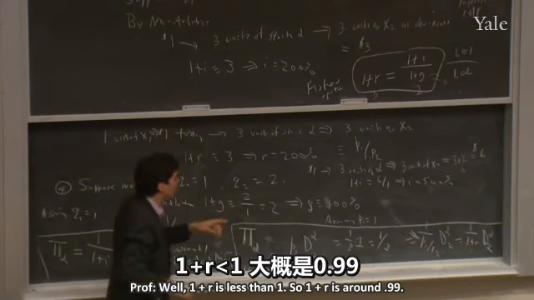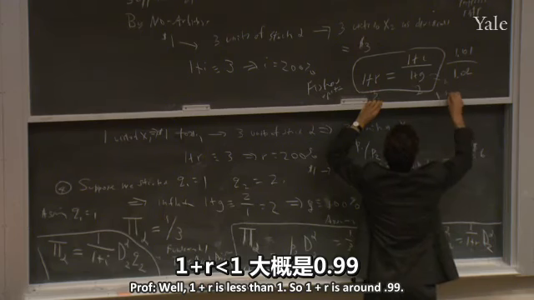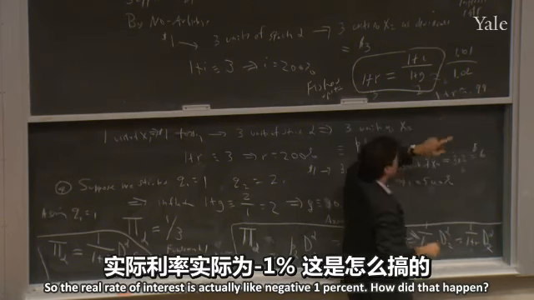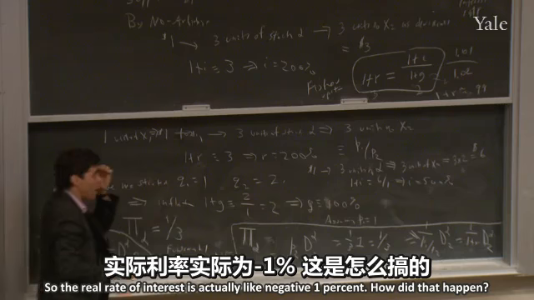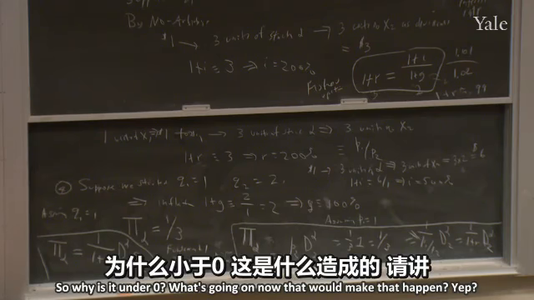It's less than 1, so 1 plus r is around 0.99. So the real rate of interest is actually like negative 1%. How did that happen? Do you think it's standard to have the real interest rate be under 0? So why is it under 0? What's going on now that would make that happen?